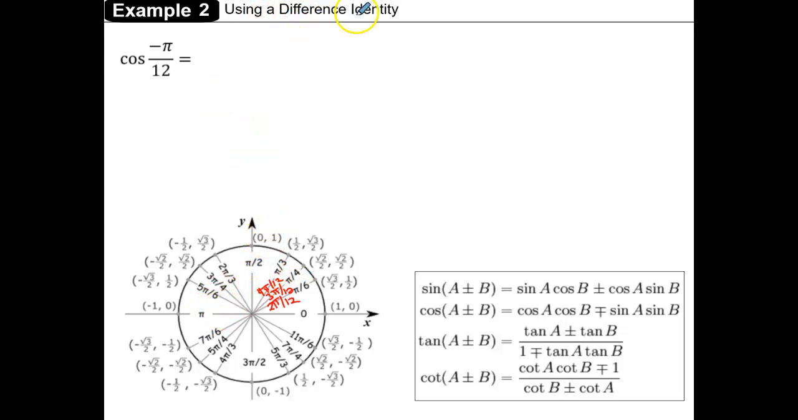Pi over 3 is 4 pi over 12. And we want to find two angles that we subtract and get pi over 12. If I take 3 pi over 12 minus 4 pi over 12, that would equal the negative pi over 12 I'm looking for. So I'm going to rewrite this as the cosine of the quantity 3 pi over 12 minus 4 pi over 12. And that is the cosine of pi over 4 minus pi over 3.